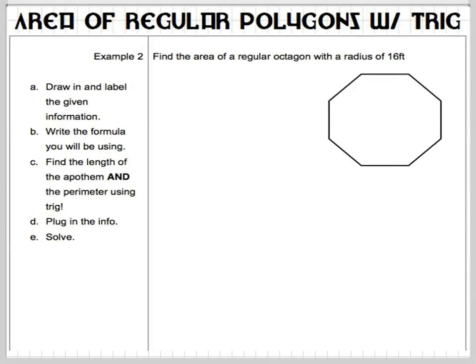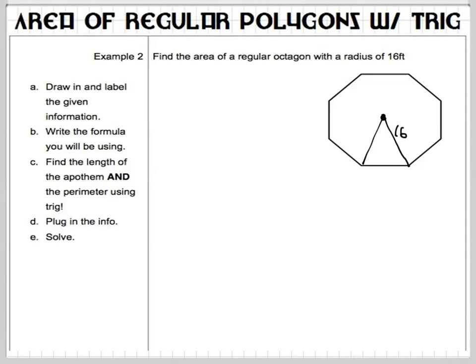Here's our next example. Find the area of the regular octagon with a radius of 16. Okay, it's giving us something different. Last time it gave us a side measure. This time it's giving us a radius. A radius is right there. That's my radius. Oh, that's not a straight line. That is kind of a straight line. That's okay. We'll deal with it.